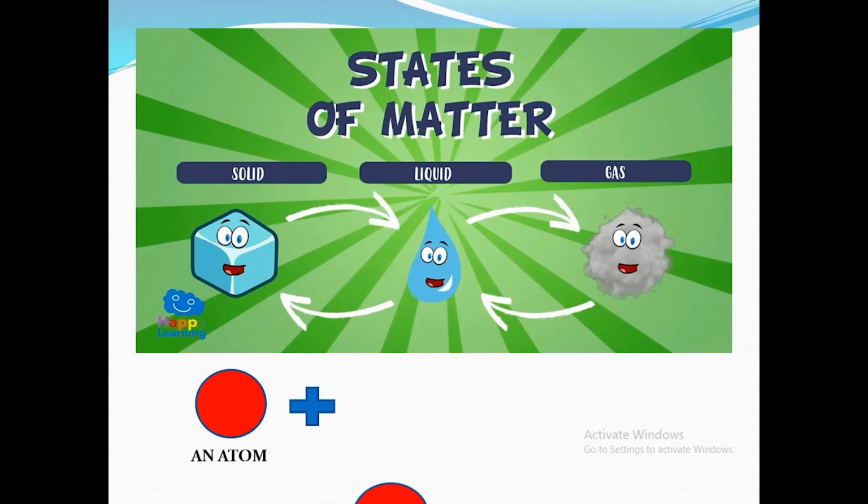An atom. What do you mean by atom? Matter is made up of tiny particles called atoms. Atoms form the building blocks of matter. They are very tiny and cannot be seen with the naked eye.